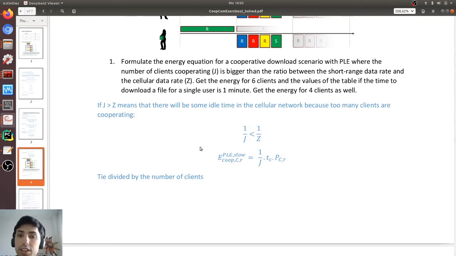What's going to be the energy in the cellular when receiving? This is exactly the same. J is going to be the number of users, so we have 1 divided by J multiplied by C multiplied by the power consumed on the cellular rate to receive. Now the time divided by the number of clients.